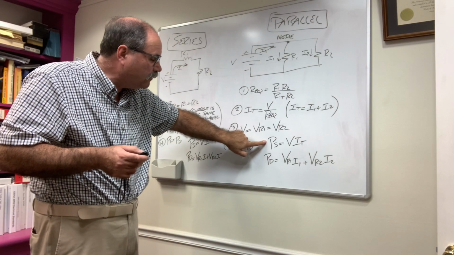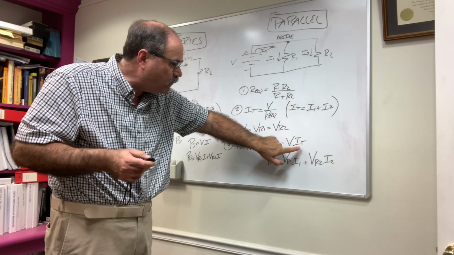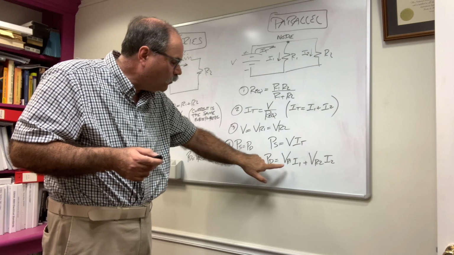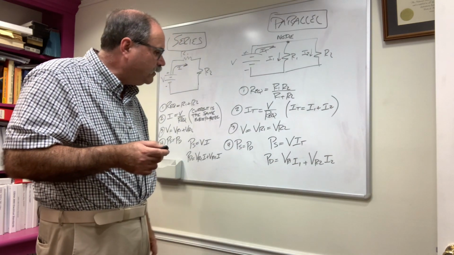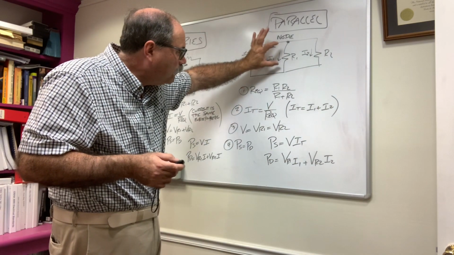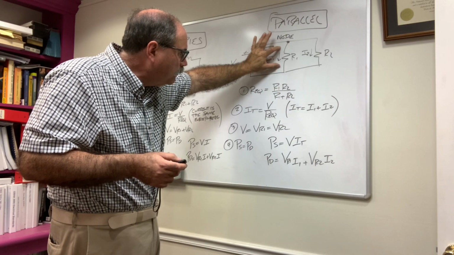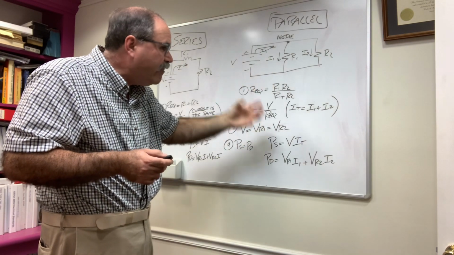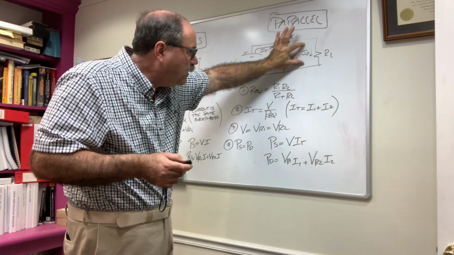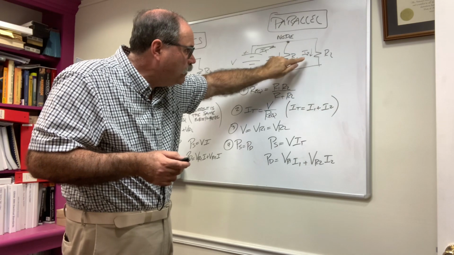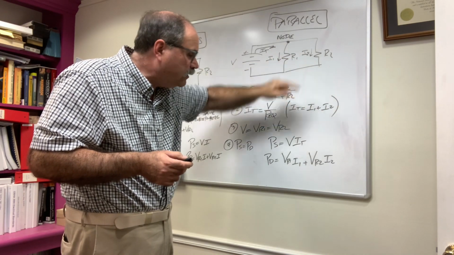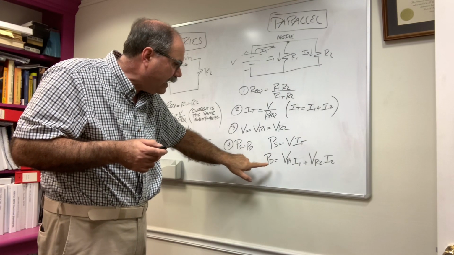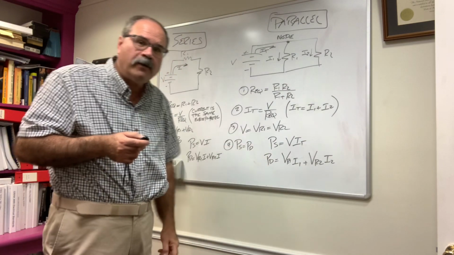P sub S, the power supplied, is equal to the voltage multiplied by the total current. And then P sub D, the power dissipated. We're going to take a look at the individual powers dissipated at each resistor. So the voltage VR1 multiplied by current I1 would give us the power dissipated at resistor 1. That added to VR2, the voltage drop across R2, multiplied by the current I2 through the resistor. Those two powers added together would give us the power dissipated. That number must equal the power supplied.